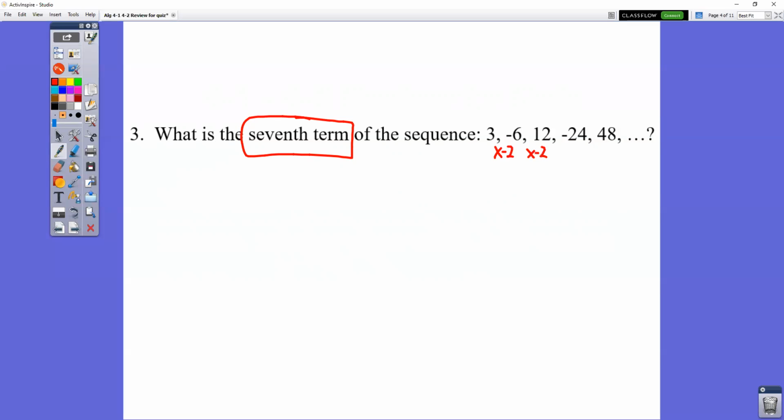We're multiplying by -2. So this is the first term, this is the second term, this is the third term, fourth term, fifth term. 48 times -2 is -96. -96 would be the 6th term. The 7th term, -96 times -2, is +192. So that's really a geometric sequence with a common ratio of -2. So our 7th term would be 192.